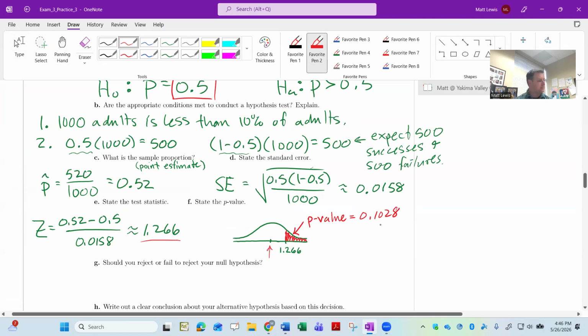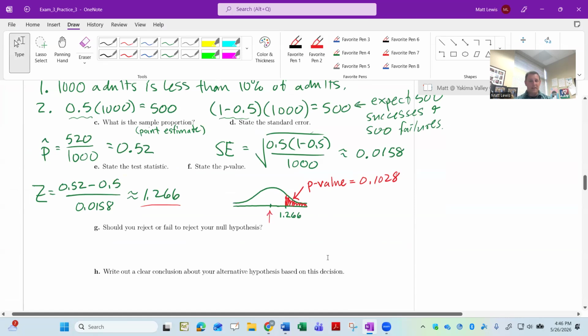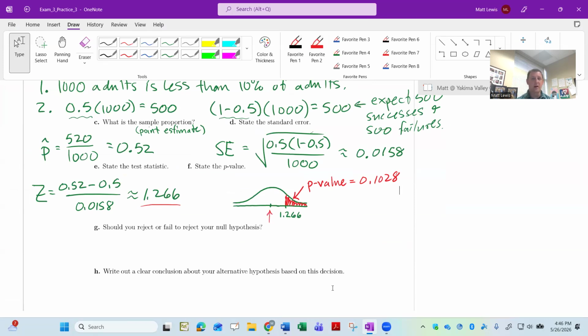So there's our p-value. All right, so we've gotten that. What does that mean again? If the null were true, we expect to see sample results like ours or ones that are even further from the null about 10% of the time.